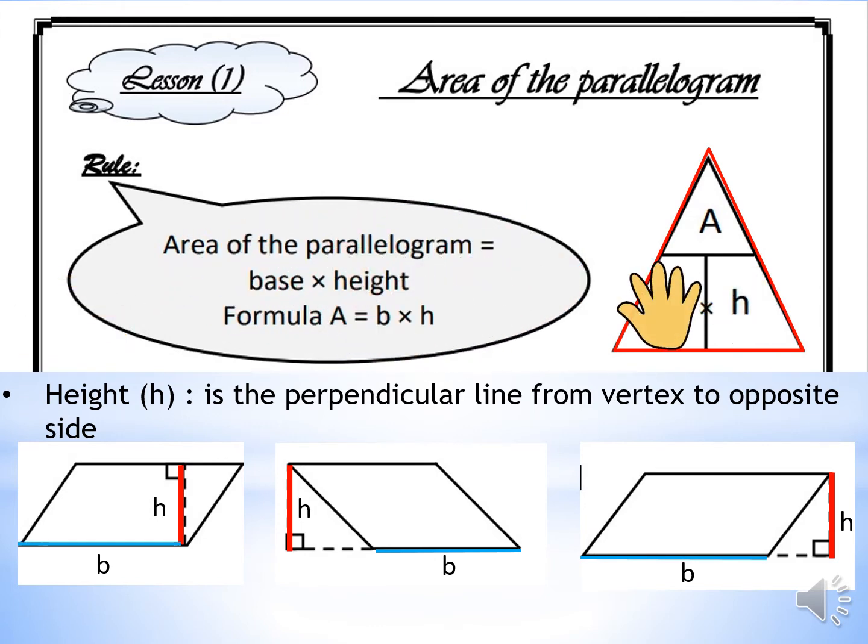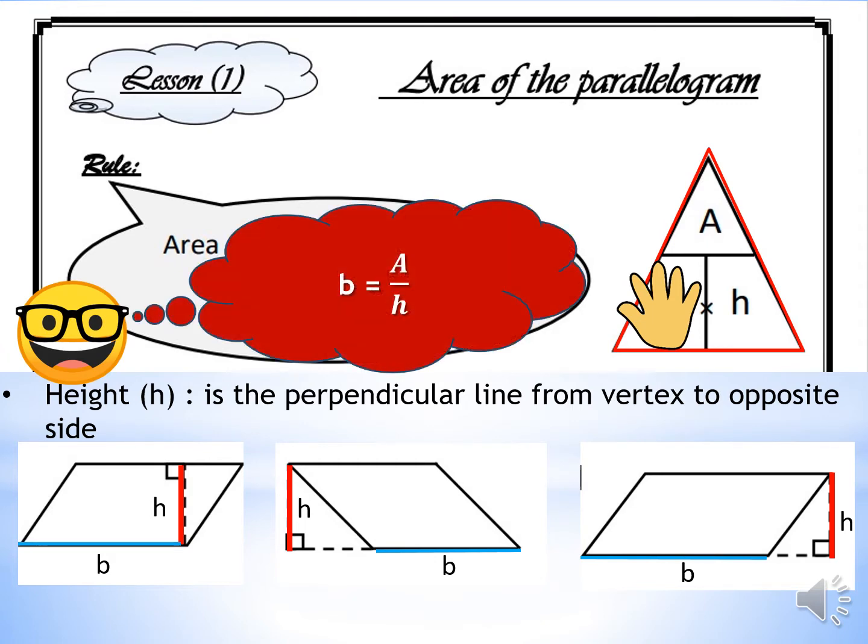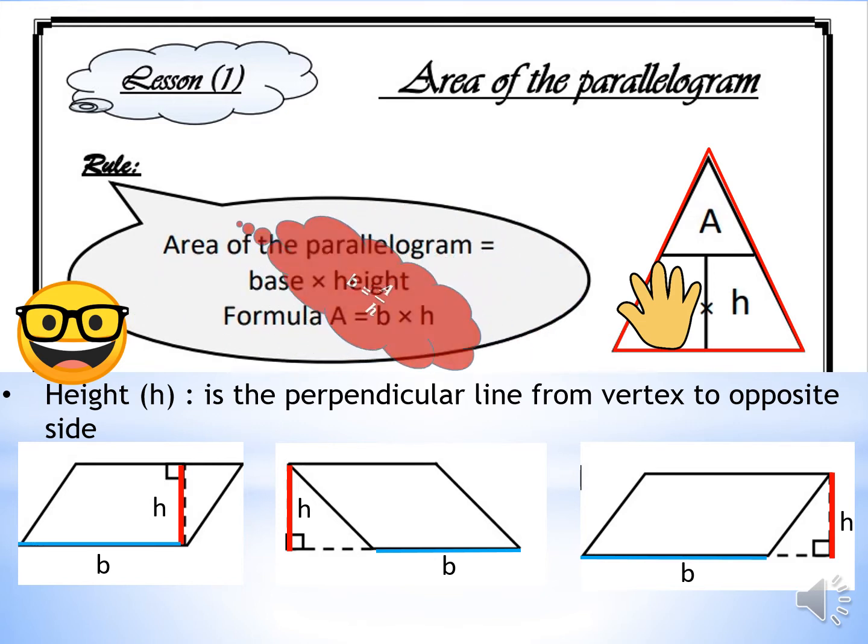What if I want the base? The base will be equal, this time, area over height. Hide the base, and you will find the rule is area over height. So if I want the area, it will be base times height. If I want the height, it's area over base. If I want the base, it's area over height. This is the rule of the area of parallelogram.